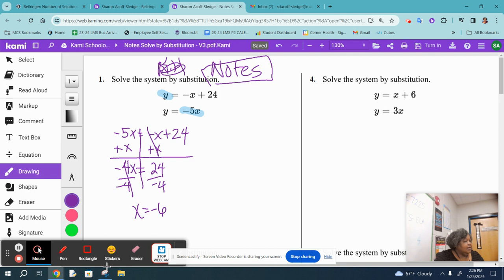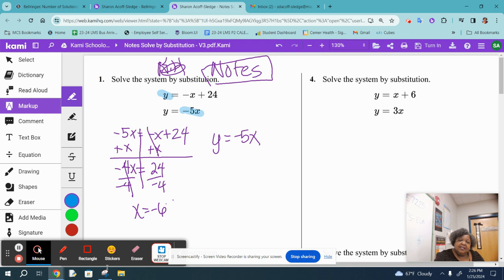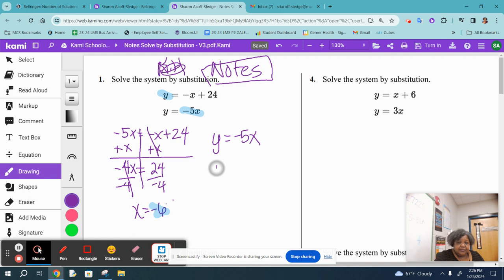And I realized a system of equations has an ordered pair as its solution. So I have x equals negative 6. I can take any of these equations to get y because it's already solved for y. So I'm going to take y equals negative 5x. And right here where I have an x, I'm going to substitute this negative 6 in there. It's solving by substitution. So y equals negative 5 times x, and x is negative 6. So y is equal to positive 30.